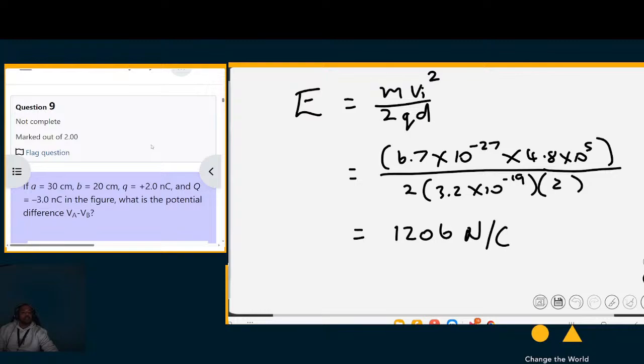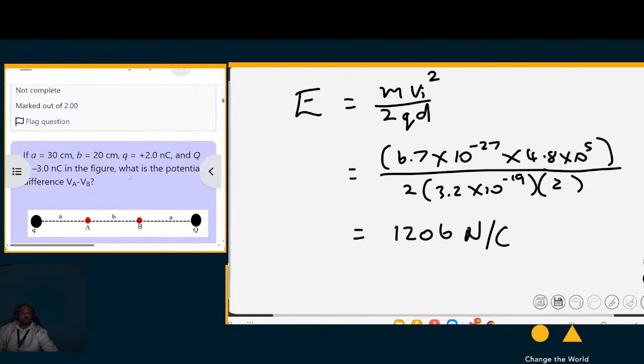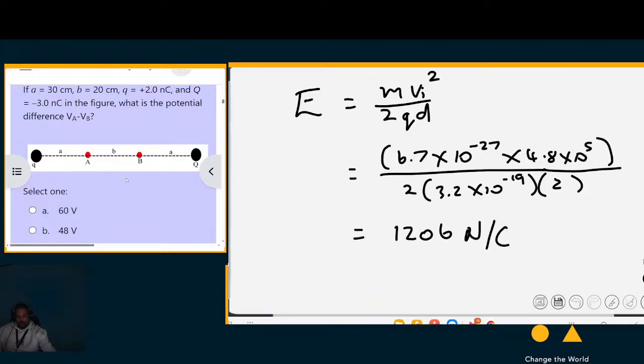Now our second to last question. Question number 9.